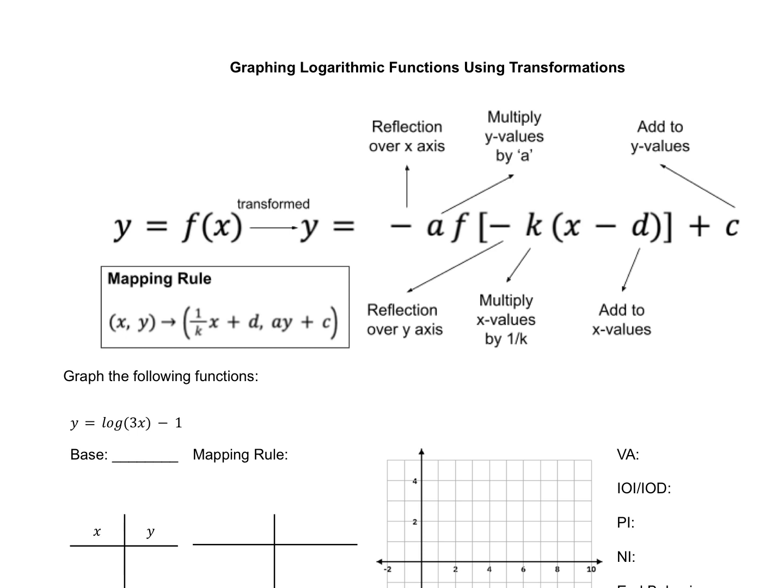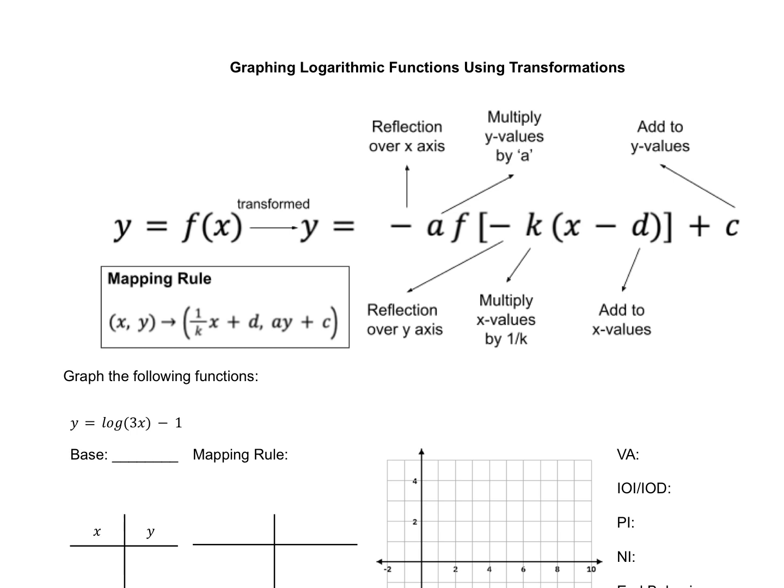And finally, the value that is added or subtracted to x inside the function is your right-left movement, the shift. Now remember, again, opposite operation. So if you see x plus 3, the opposite operation is subtraction. You are actually going to the left. If you see x minus 4, the opposite is adding 4. That's actually going to the right.